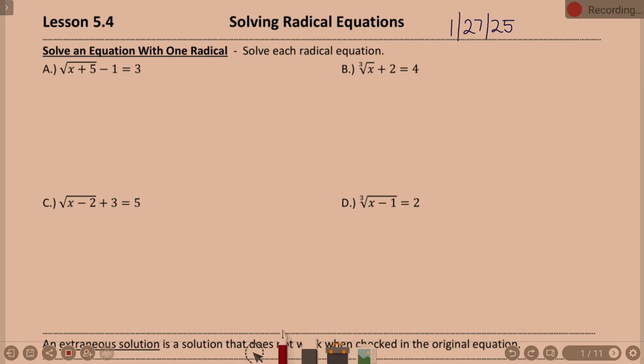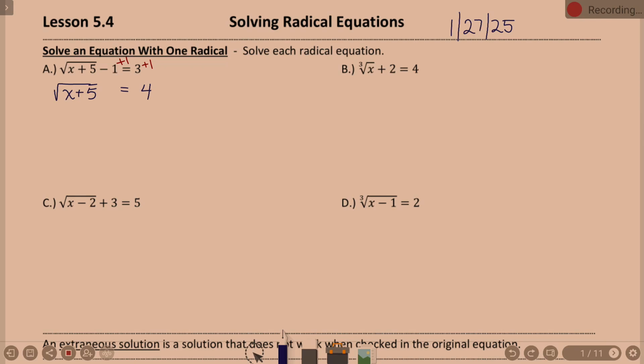How do I move over the 1? Since it's a minus 1, I'm going to add over. And by adding over that 1, what does my equation read now? The square root of x plus 5 is equal to 4. So what did I just do to that radical, that square root? I got it by itself. Step 1, isolate your radical.